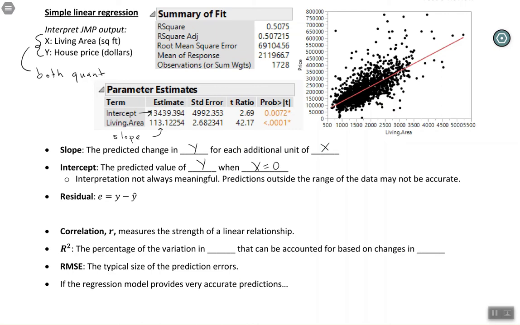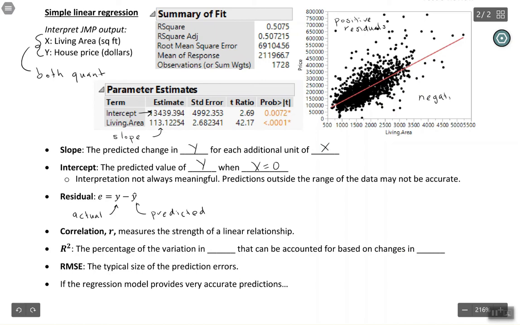Okay. For residuals, the formula for a residual is y minus y hat, or you can think about it as the actual value minus the predicted value. And if you look at this on the plot, the ones with the positive residuals, those are the points that are above the line. Right? If the point is above the line, that means that the house's actual price was higher than the predicted price. Whereas the houses below the line, those are negative residuals, and that means that the predicted value was too high for those houses.